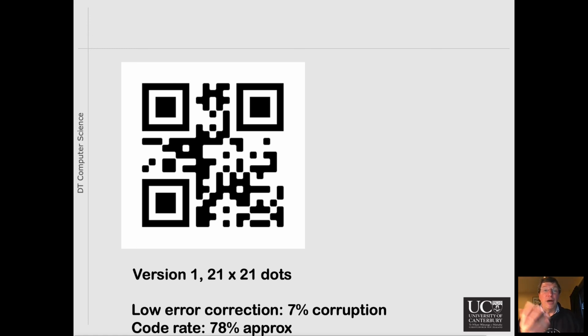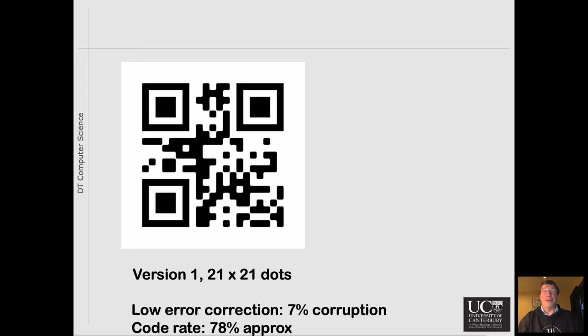Of course, if you went up to 100% code rate, everything's valuable, but there's no error correction bits. So even one tiny error and it's all over. You've messed up with your data. And at the other end, if you only have about 1% code rate, it effectively means that you've got 100 copies of your data.